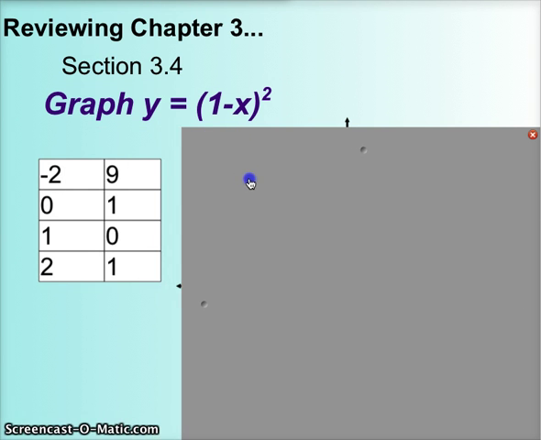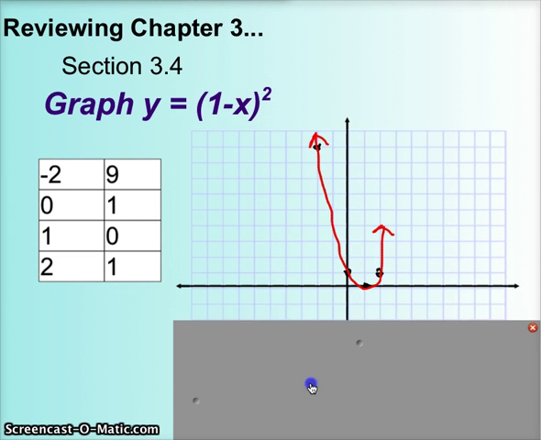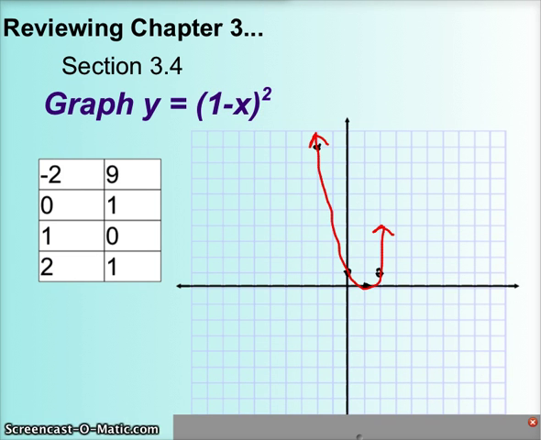I chose values for x. I used -2, 0, 1, and 2. My outputs are shown here. 1 minus -2 is 1 plus 2, 3 squared equals 9. 1 minus 0 is 1, squared is 1. 1 minus 1 is 0, squared is 0. And finally, 1 minus 2 is -1, -1 squared is +1. Your graph looks like this.